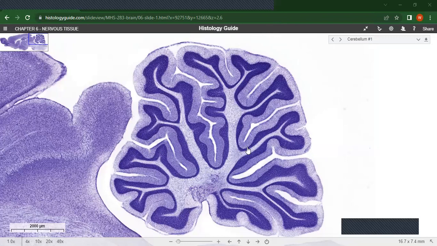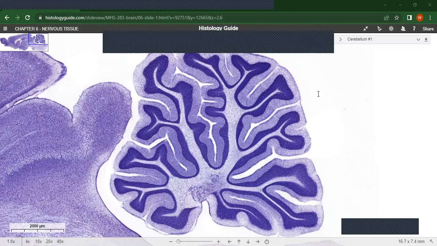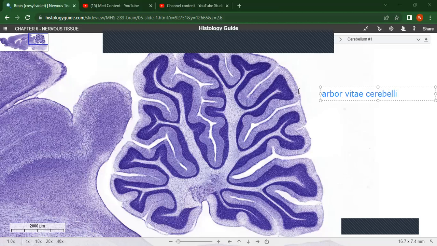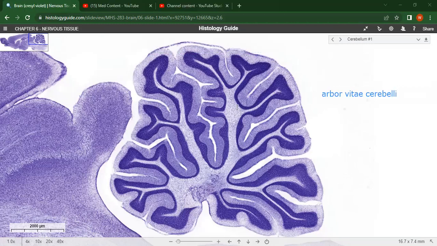The cerebellum, which is known as the arbor vitae cerebelli. Arbor vitae cerebelli. Maybe I should write that down. Arbor vitae cerebelli. So that is the tree-like pattern formed by the white matter. Okay.